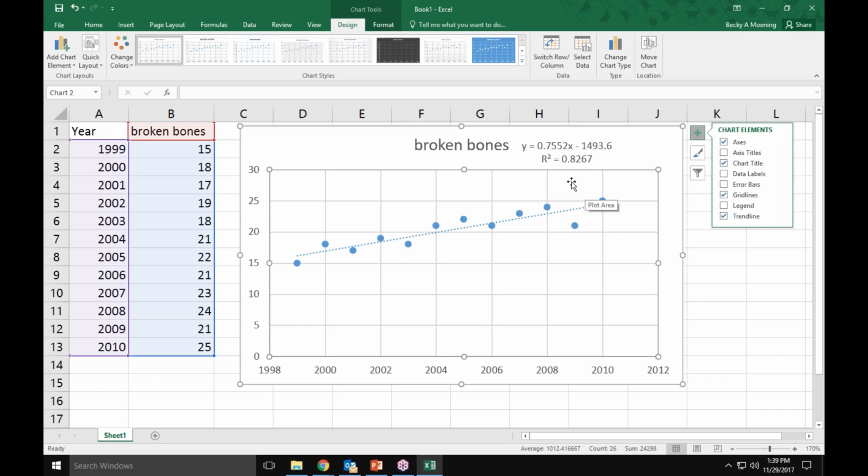Now, I do want to draw your attention to the y-intercept at this point. You'll notice that the y-intercept is negative 1,493.6. Seems kind of crazy. If you look at the graphic, my y-axis is over here, by this line. Why is it not, I don't know, 15 or so? Any idea? Why is it telling us that our y-intercept is 1493.6?